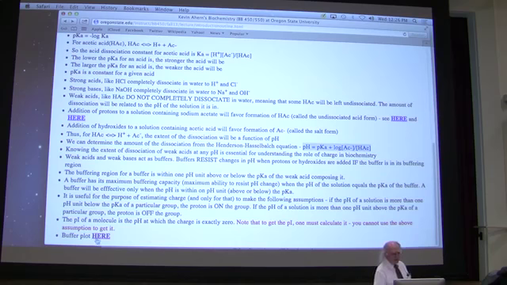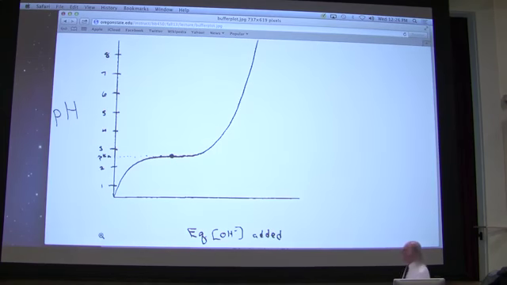Now, let's go back and look at our buffer plot. You notice I had marked that little thing right there, and I said that's the pKa. If I showed you that plot and I said, what is this point? It's the pKa. What would you tell me about that buffer solution? Well, I hope you would tell me that salt equals acid. At this point, the concentration of salt and acid are equal. Now, the pKa also turns out to tell us some other things.